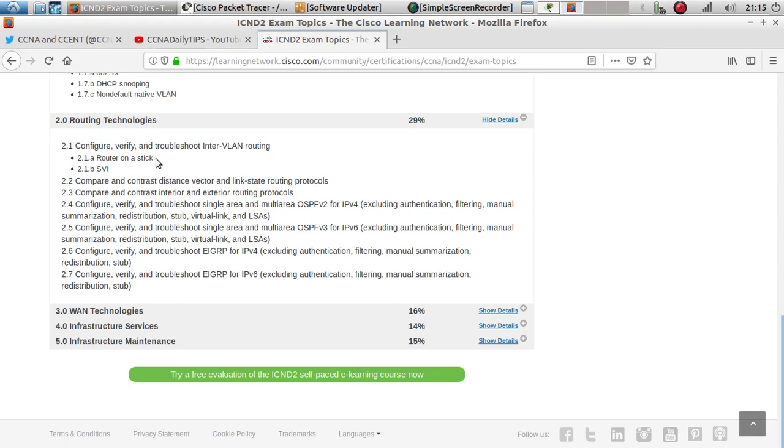So what I want to do is some router on a stick. And I'm also going to be using EIGRP and also OSPF to configure those. So router on a stick, OSPF, and EIGRP as well.